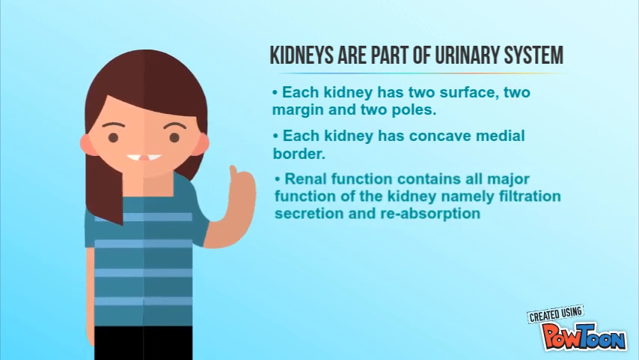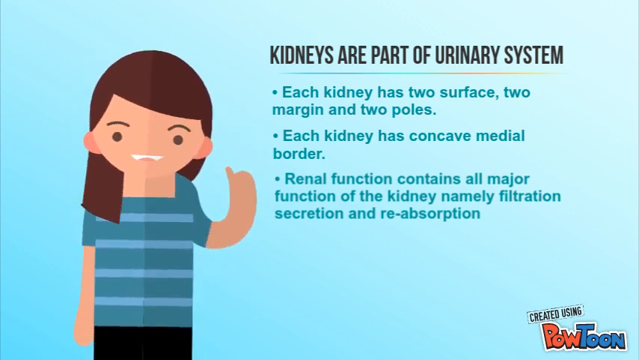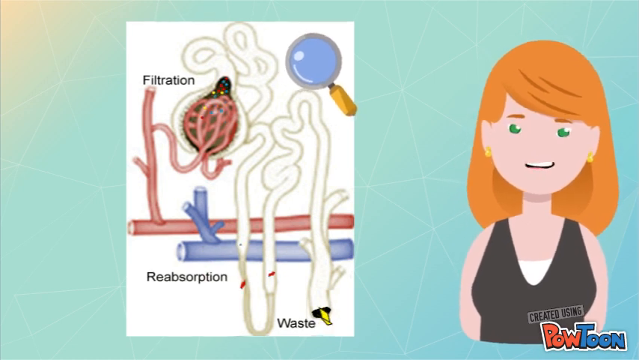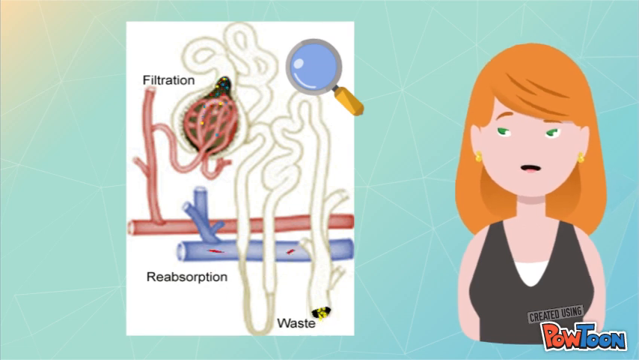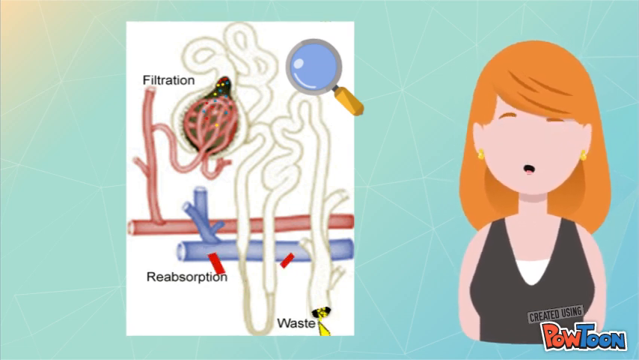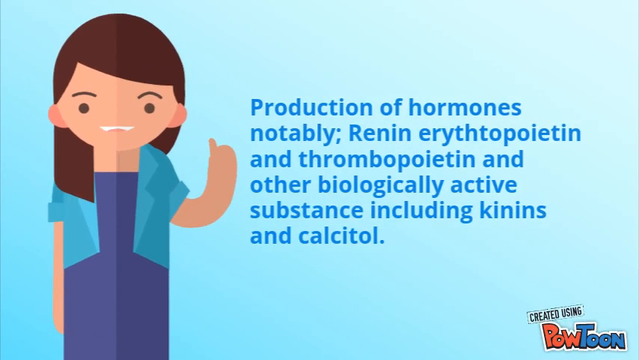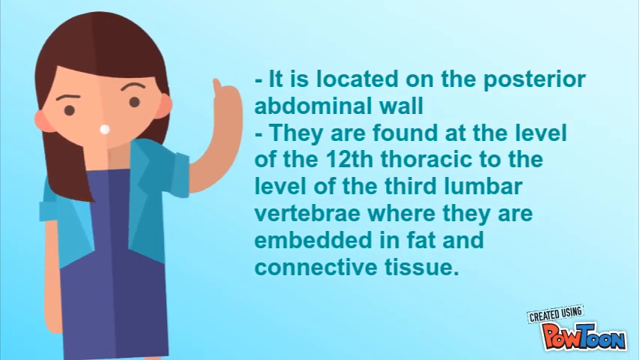Renal function contains all major functions of the kidney, namely filtration, secretion, and reabsorption. Kidneys perform all the functions of the system. This includes homeostasis, the maintenance of the body's internal environment within normal limits by excretion of metabolic waste products and excess water through urine. Production of hormones, notably renin, erythropoietin, and thrombopoietin, and other biologically active substances including kinins and calcitriol.